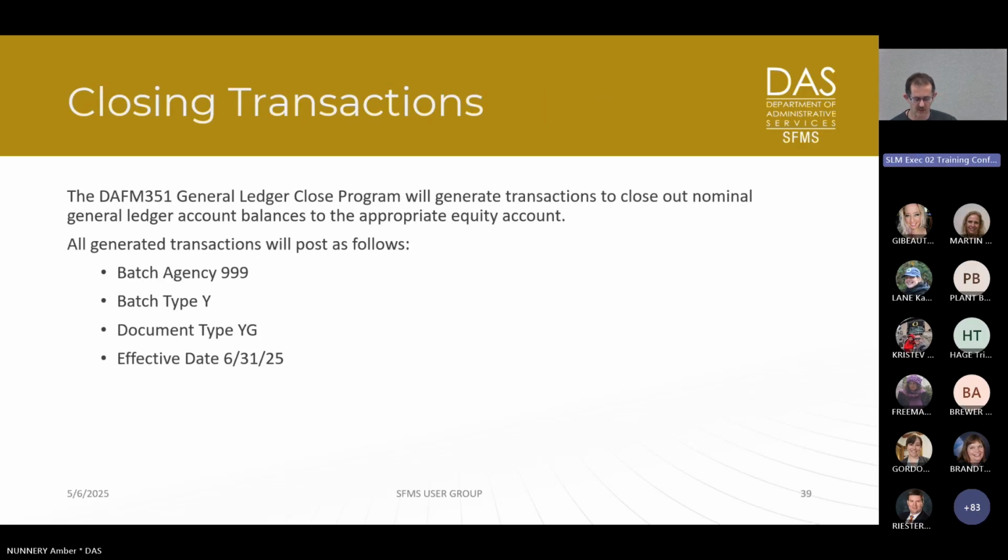As the program acquires the appropriate equity accounts and T codes, closing transactions are generated under batch agency 999 and batch type Y. The documents are document type YG. They'll have an effective date of June 31st, 6/31.